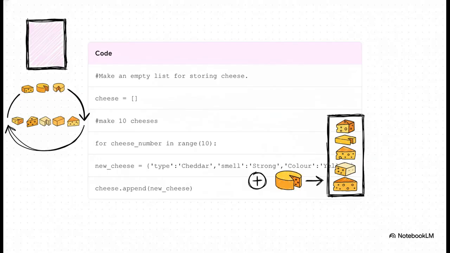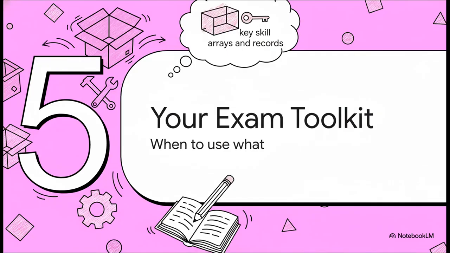And here's what that recipe looks like in actual Python code. We start with an empty list called cheese. Then we have a for loop that runs 10 times. Inside the loop, it creates a brand new cheese record, our dictionary, and then it uses cheese.append to add that entire dictionary to our main list. So when the loop is done, we have one big list containing 10 complete cheese records. An array of records.